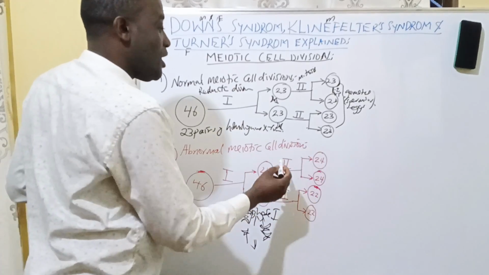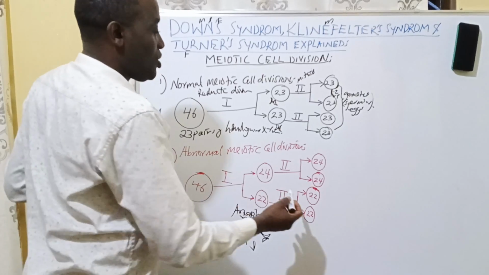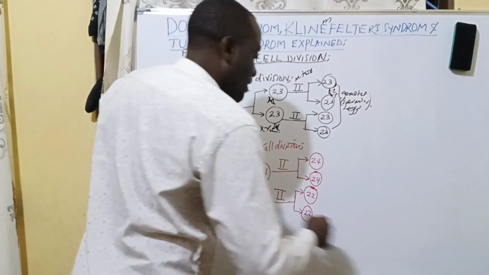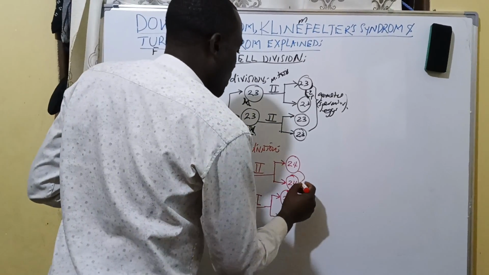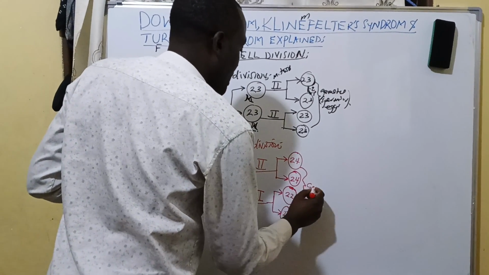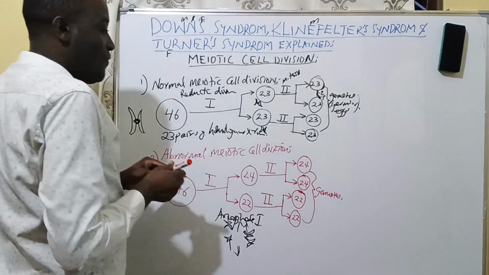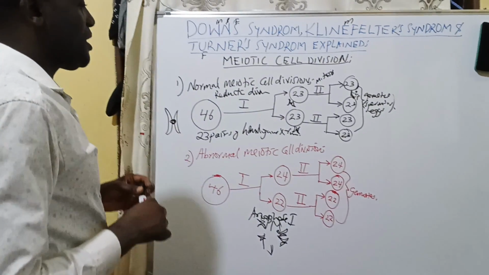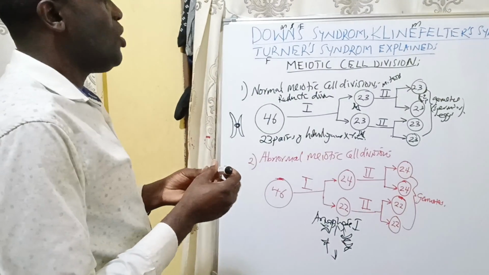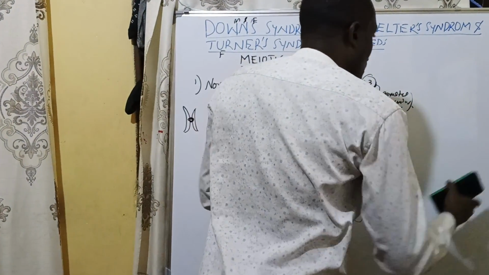But remember, meiosis, as I told you, preserves chromosome number. So as a result, the resultant gametes, either sperms or eggs, some will be having 24 chromosomes. Some will be having 22 chromosomes. Now, what happens is this one here.